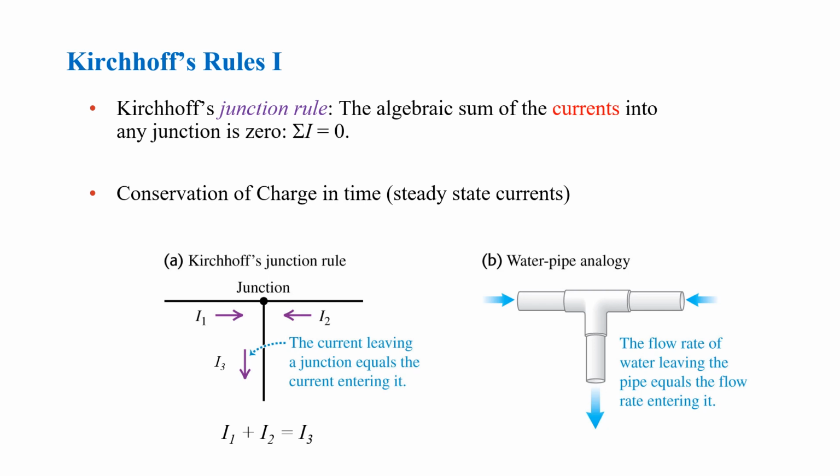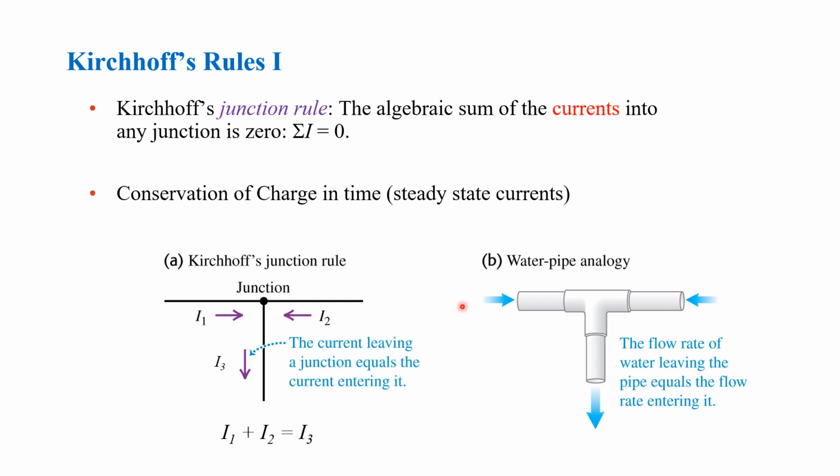And here, this is a part of the network that we have earlier. Consider this junction here, and let's say that you have three currents. So you have current 1, current 2, and then current 3. Current 1 is going into the junction. Current 2 is going into the junction, and then current 3 is going out of this junction.